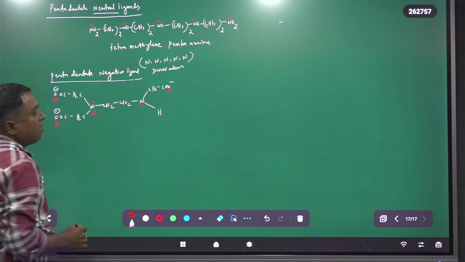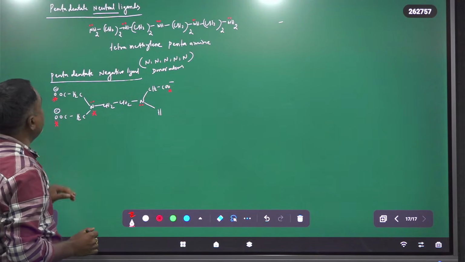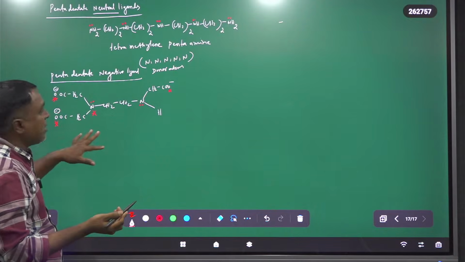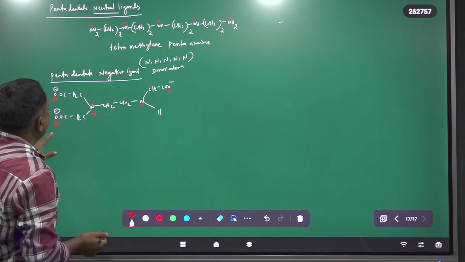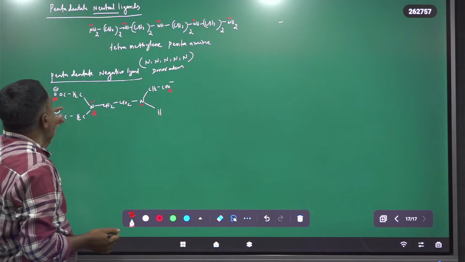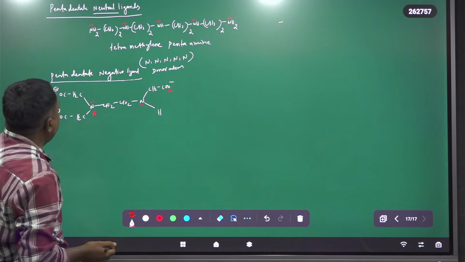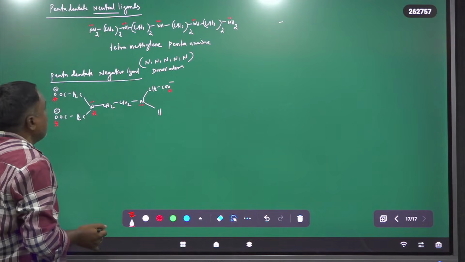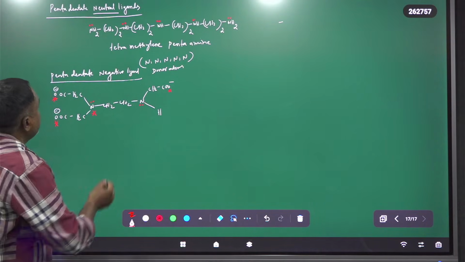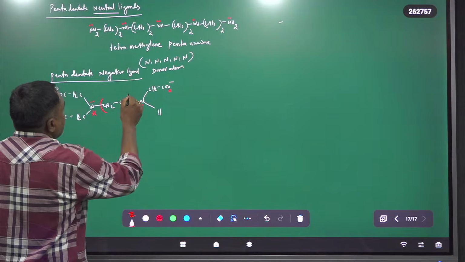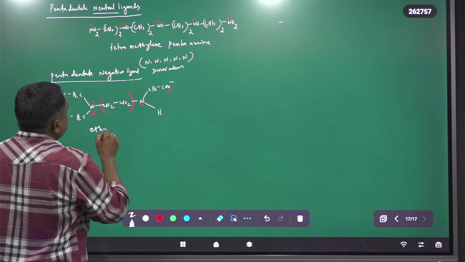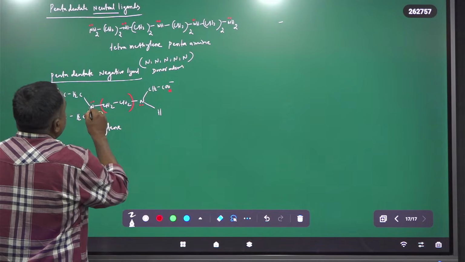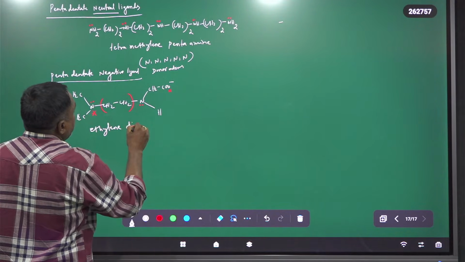So how many donor sites in this pentadentate now? There are 5 donor atoms: 1, 2, 3, 4, 5. So this is a pentadentate negative ligand. What is the name of this one now? This is ethylene. So, ethylene, with 2 nitrogens, therefore ethylene diamino.